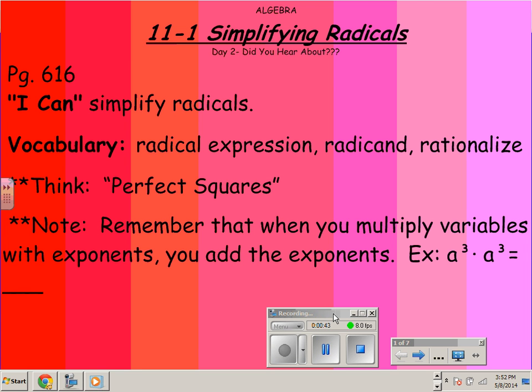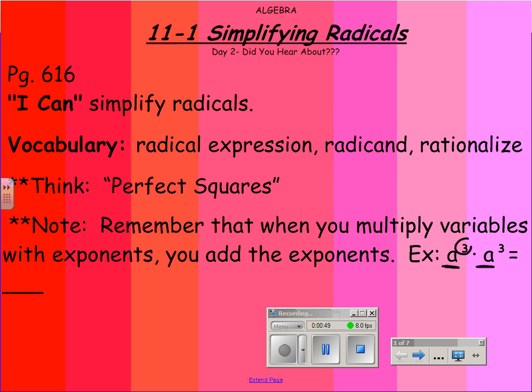Just a reminder, when we're working with exponents, when the base is the same, all you're going to do is add the exponents. So we have a to the 3rd plus 3 is equal to a to the 6th power.